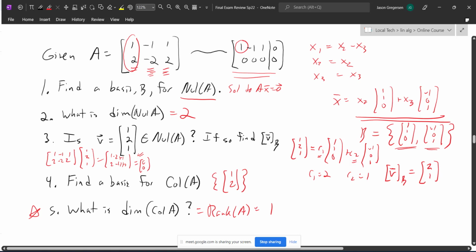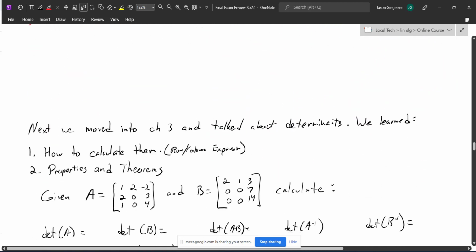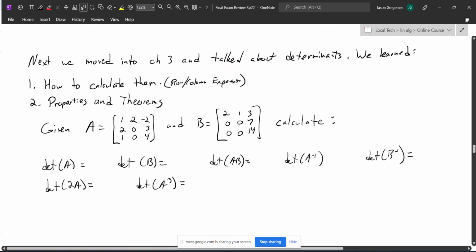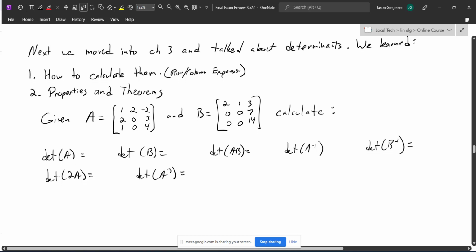All right. From there, we started Chapter 3. We started talking about determinants. Chapter 3 talked about determinants. We went pretty quick through this chapter. We basically focused on what we need to do to calculate determinants and then some key properties of determinants. So first, we need to calculate them. And to do that, we can use a formula for a 2 by 2, or we can use the row and column expansion for a larger matrix.